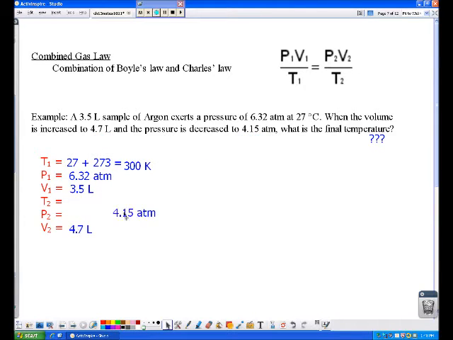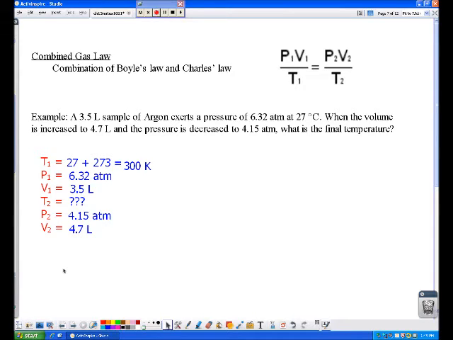Now, one thing I would do, though, is if I had a question like this, and I'm solving for temperature, notice that temperature is on the bottom in our equations. You're allowed to do what to one side as long as you do what to the other side? What happens in algebra? If you do something to one side, you have to do it to the other. So here's what I'm going to suggest you do with the combined gas law or any gas law where you're trying to solve for what's on the bottom. I'm going to suggest you just flip the equation over.